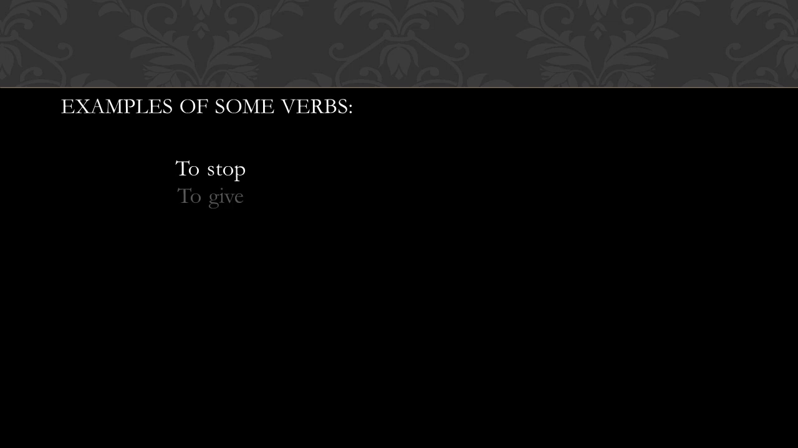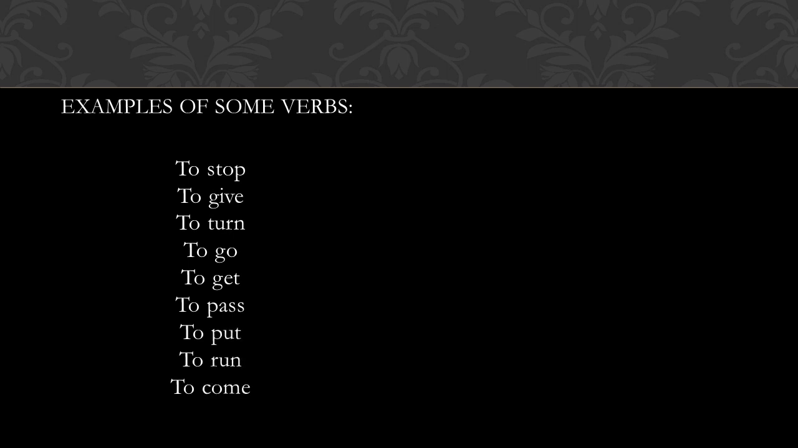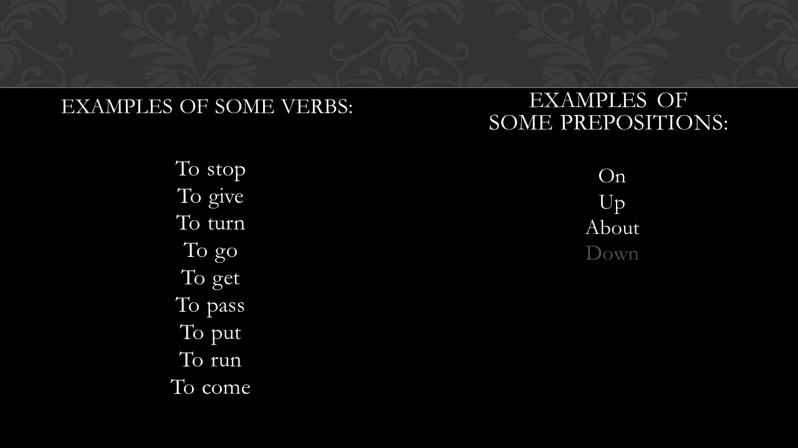So before we talk about phrasal verbs, let's have a look at these examples of verbs. We have the verb to stop, to give, to turn, to go, to get, to pass, to put, to run, and to come. On the other side, we have some examples of prepositions, like, for example, on, up, about, down, at, away, off, for, and by.